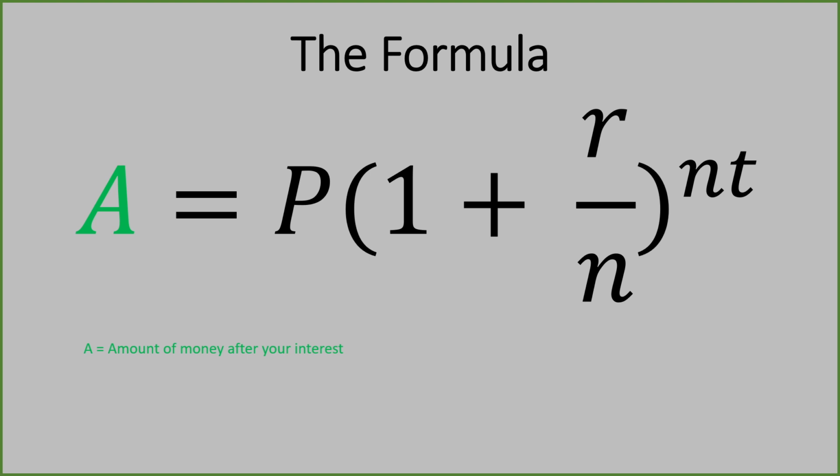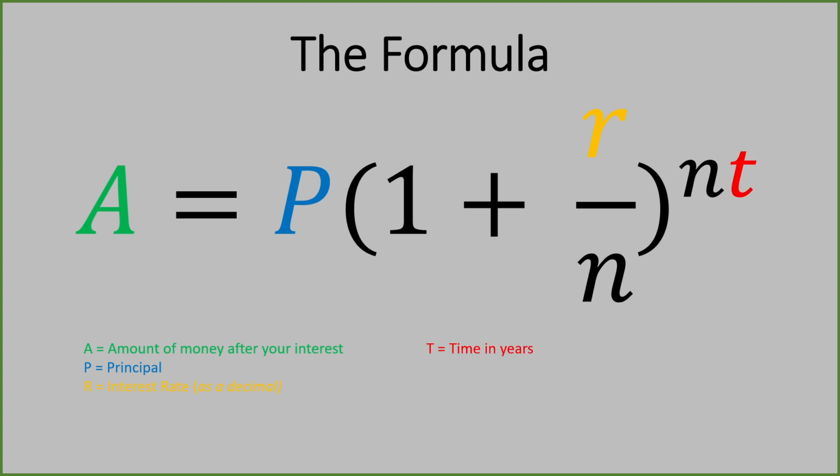A stands for the amount of money we have after our initial amount is grown over time. It's how much money we'll have after our interest is added to our original amount. P stands for principal, or the original amount of money that we'll put in hoping to grow through interest. R stands for the interest rate that our money is growing at. It's very important that we always represent that interest rate as a decimal.